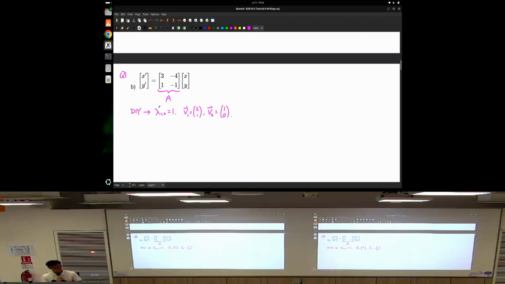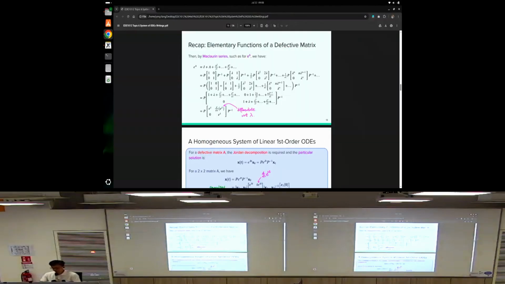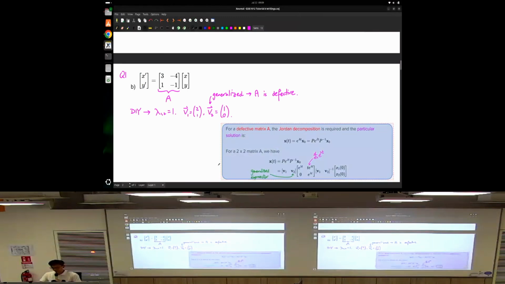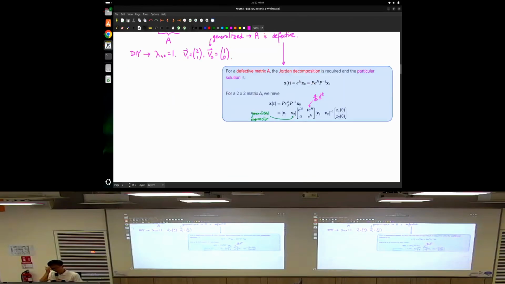After you get your eigenvalues and vectors, it's probably clear that since you have only one eigenvalue, you only manage to get one eigenvector, then V2 is the generalized one. Which means matrix A is defective. So when A is defective, you have to use the blue box solution for defective matrix A, which is this one here. Because the initial conditions are not given, the last two matrices you don't really have to multiply out, because there's nothing to multiply.